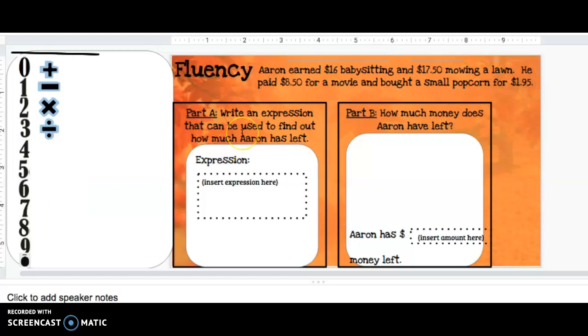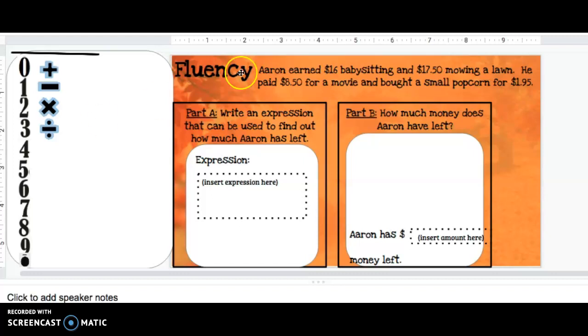Okay, guys, we're going to begin going over fluency. For today, we are given a statement, and there's a part A and a part B to it. I have my scrap paper over here to show you how I would solve it, and you're more than welcome to use it, or you can use the piece of paper that is next to you.